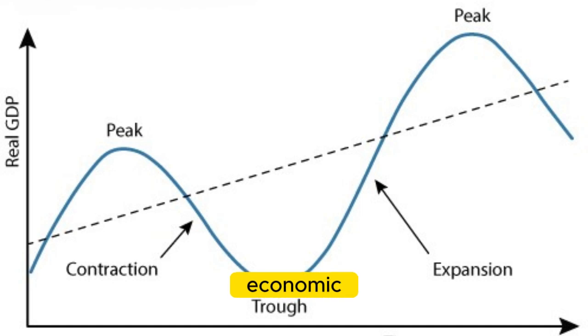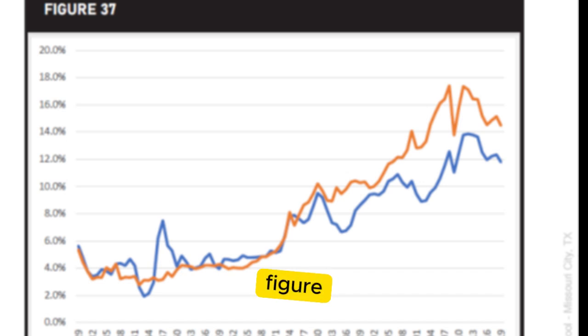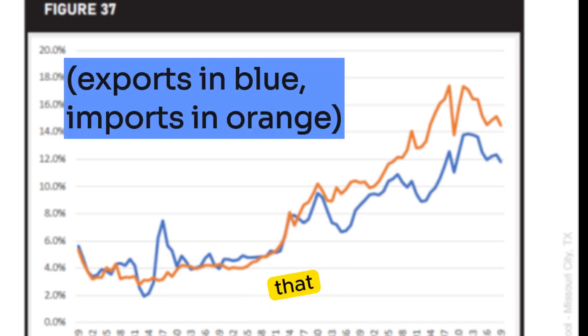Okay, so we've got economic growth, we've got unemployment, we've got inflation. It seems like global trade plays a role in all of this too, right? Figure 37 shows the trend of U.S. exports and imports. Right. Notice that shift from a trade surplus to a trade deficit since the 1970s. We're importing more than we export now, which has implications for both growth and employment.